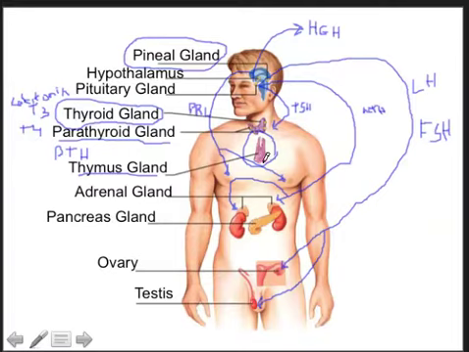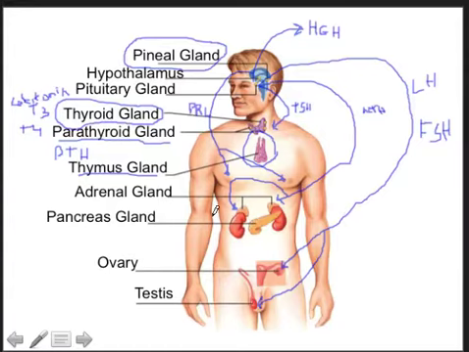The thymus is located behind the sternum and in front of your heart. In young children, it's quite large. In adults, it's rather tiny because now it's already served its purpose, and we no longer need the T cells to actually occupy this space. The hormones that the thymus gland produces are thymosins and thymopoietins, and they're designed to stimulate the maturation of the T cells, which are, again, a very important part of our adaptive immunity.